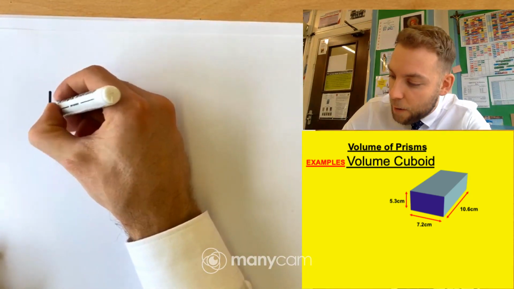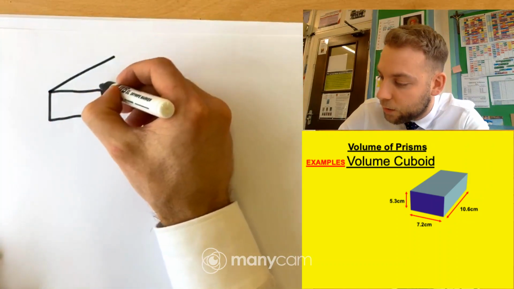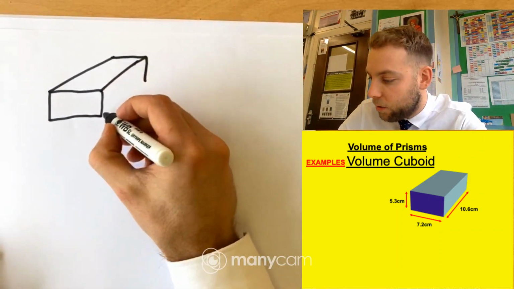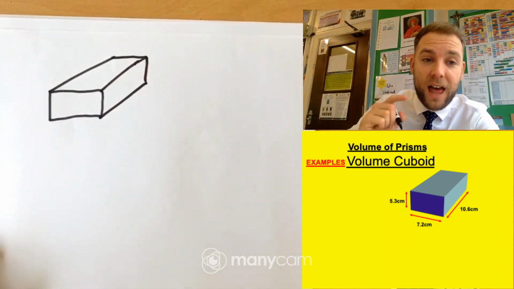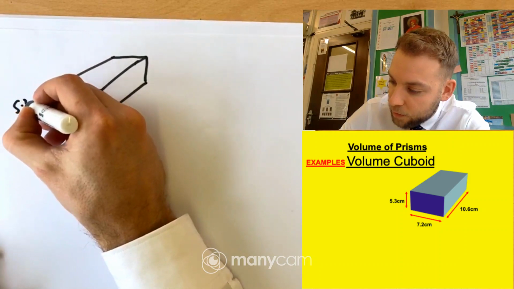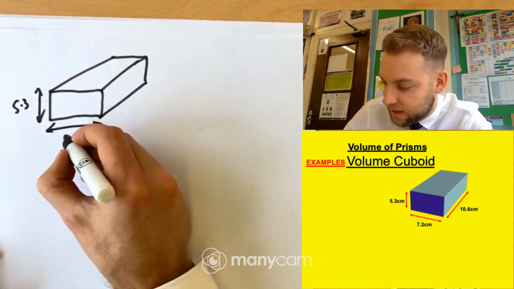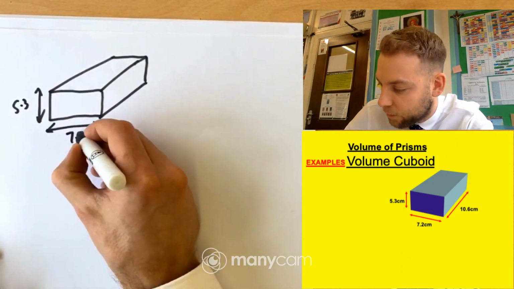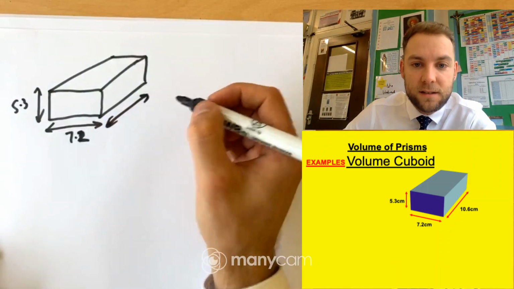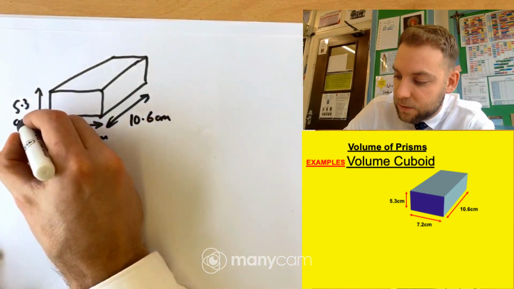But it's not about just multiplying all of these sides together. Multiplying all the sides together does work, okay? However, what we're looking at here is the fact it's the cross-sectional area times by the depth. So here I've got a height of 5.3. I've got a width here of 7.2. Sorry, I wrote 7.2. And I've got a depth, in this case, of 10.6 centimetres. Should put centimetres on all of those.